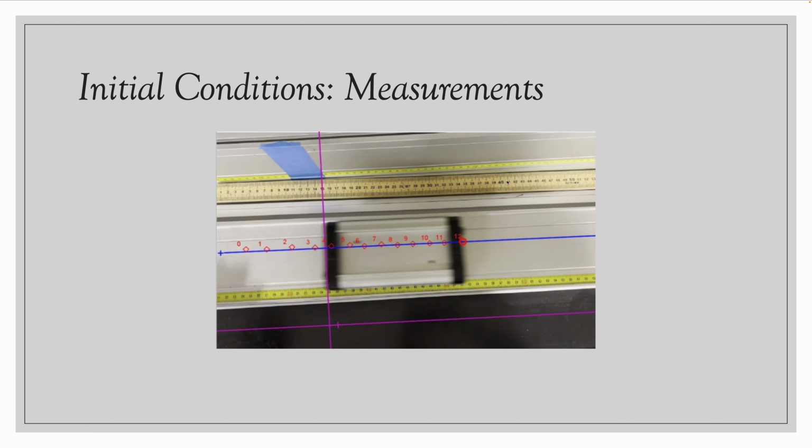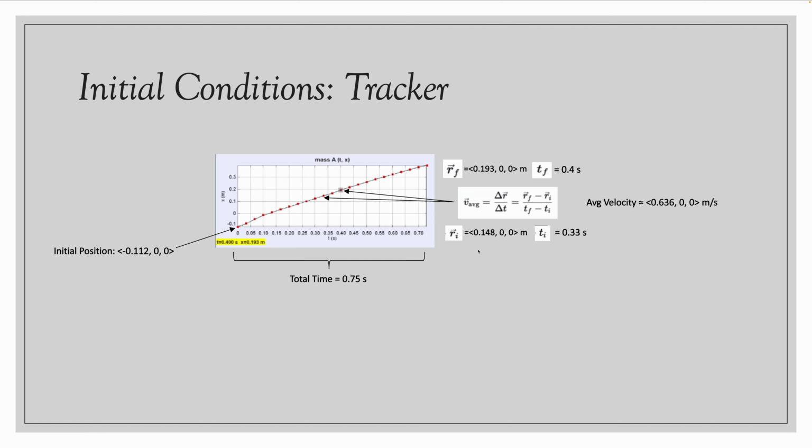Okay, so in Tracker, this is what it kind of looked like. We used our meter stick to have a basis of our measurements and to certify our units. And then we set our origin and we set our direction of motion, and we started plotting points along that direction of motion to take measurements of our cart movement. So based on that movement, we got this graph again here. And then using this graph, we found initial position, our average velocity, and our total time.